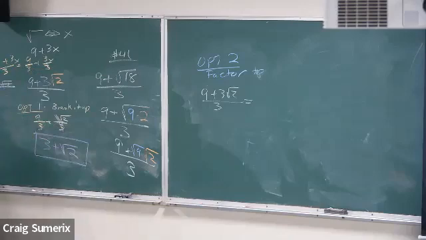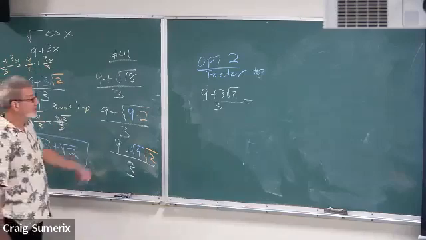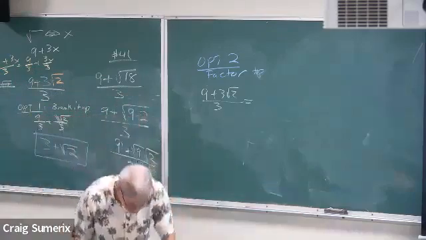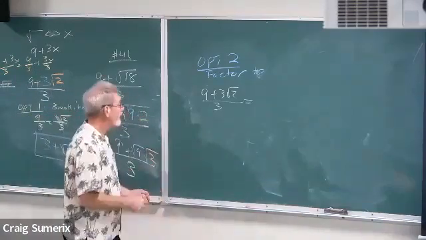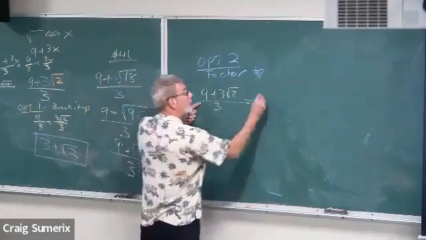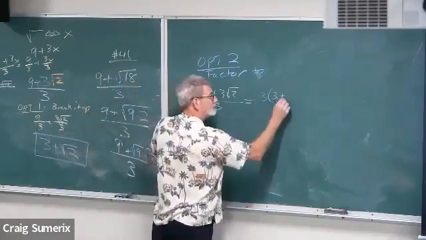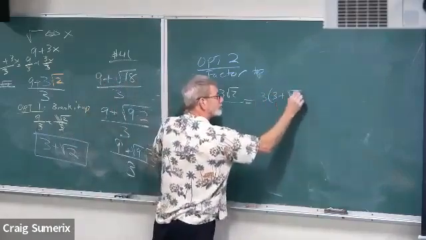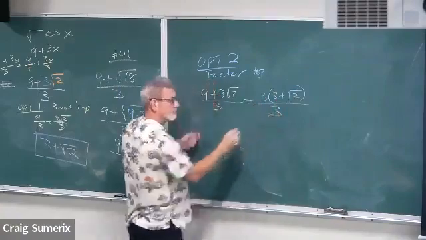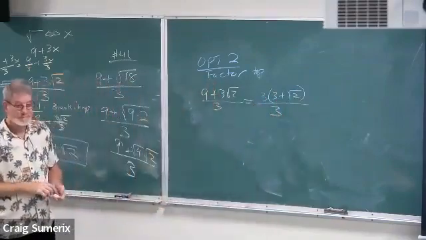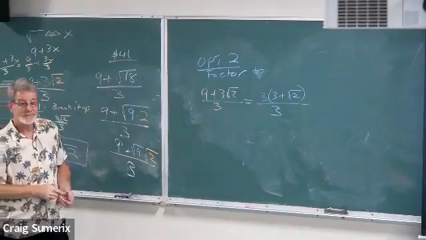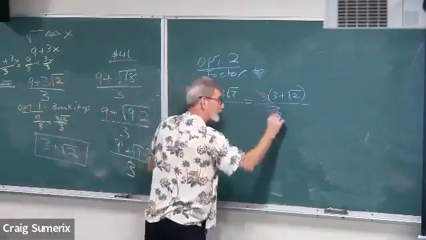Okay, then try option 2. Can you factor the top? Start with GCF. Is there a GCF for 9 and 3? Yeah, what is it? 3. And now? Cancel it off against the bottom.